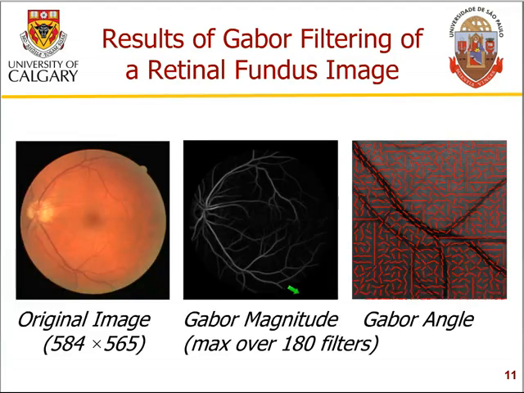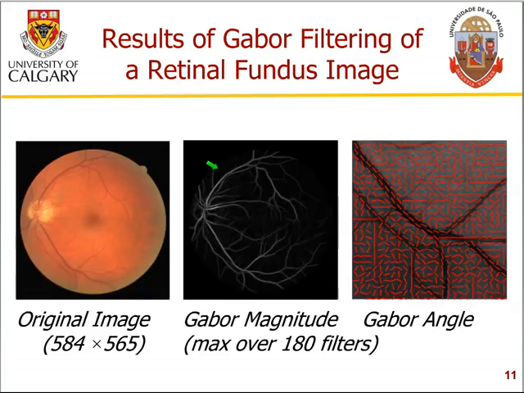So here is the original retinal fundus image, which is a color image, but for the detection of blood vessels, you don't need the color. The intensity is adequate, or the green channel is adequate. And in the image in the middle, the Gabor magnitude response is shown: the maximum response for each pixel over the 180 Gabor filters that were applied. This is the magnitude response.